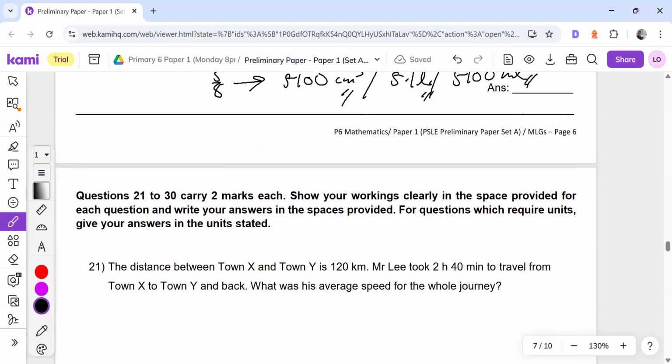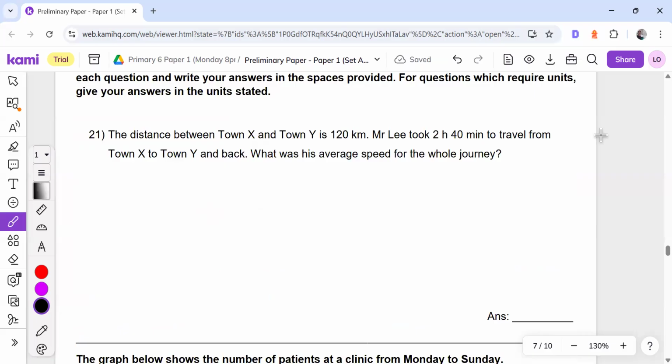Question 21, we come to speed. There's a trap here. If you don't draw the model, you will get tricked. Now, the distance between X and Y is 120 kilometers.